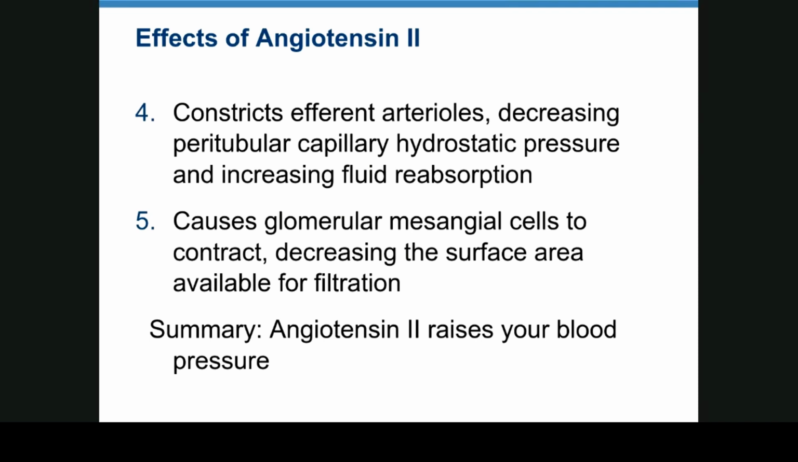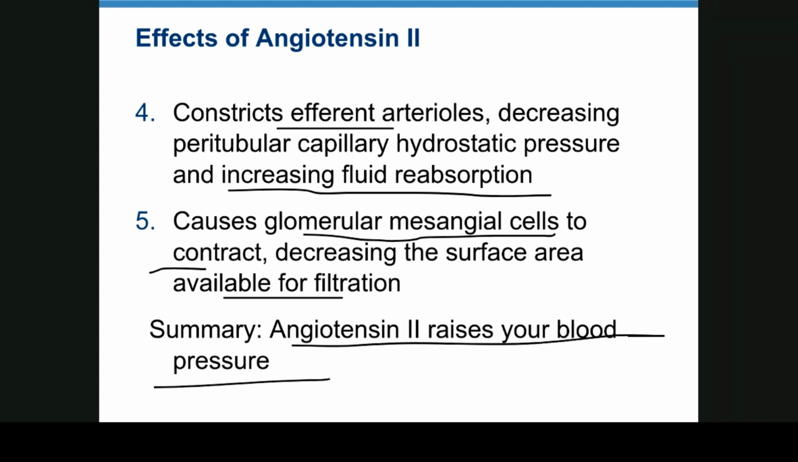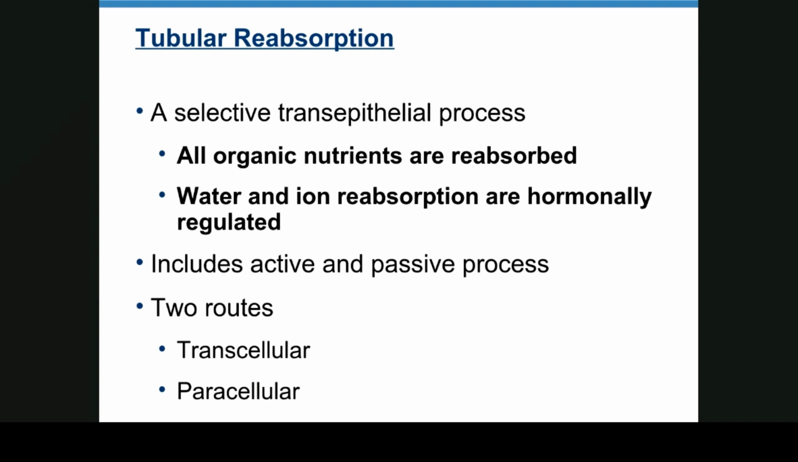Angiotensin II constricts efferent arterioles and increases fluid resorption, causes glomerular mesangial cells to contract, decreasing filtration. The summary: angiotensin II raises your blood pressure by causing vasoconstriction and fluid retention. Tubular resorption is a selective process. All the organic nutrients are reabsorbed, water and ions are reabsorbed. Some of this is hormonally regulated.